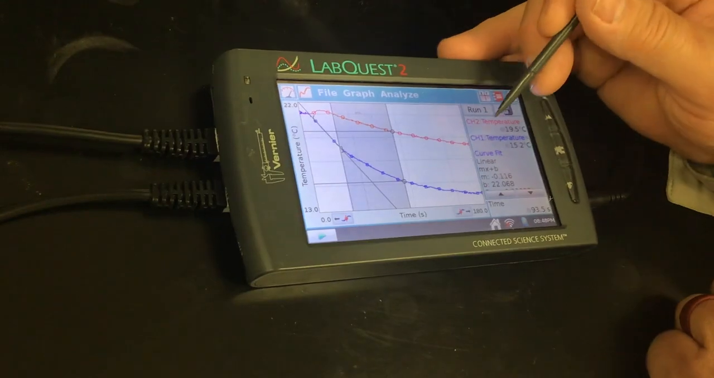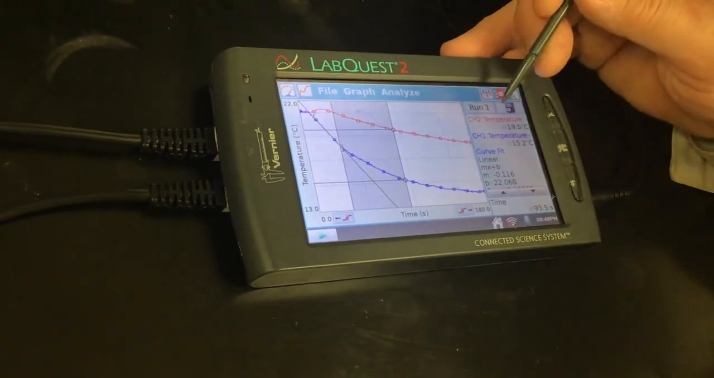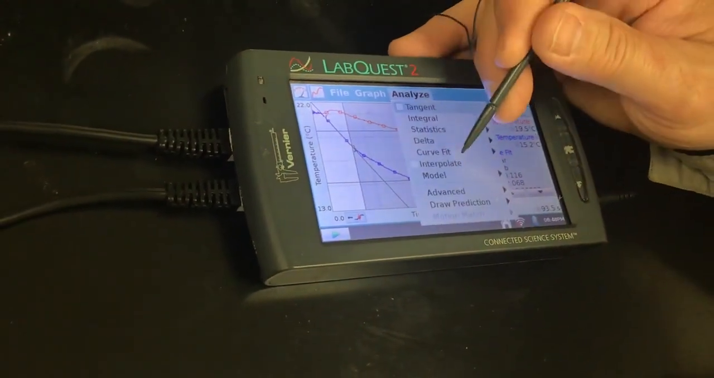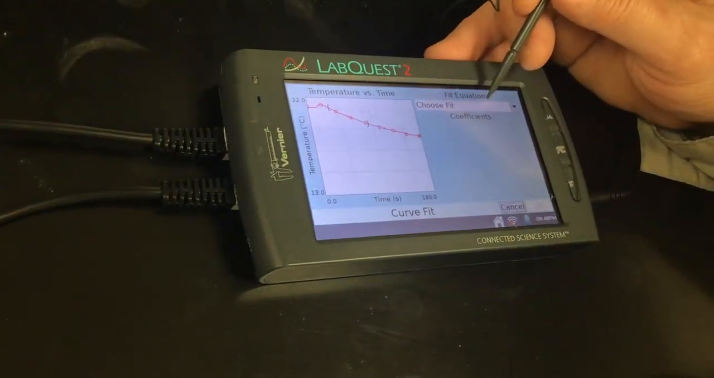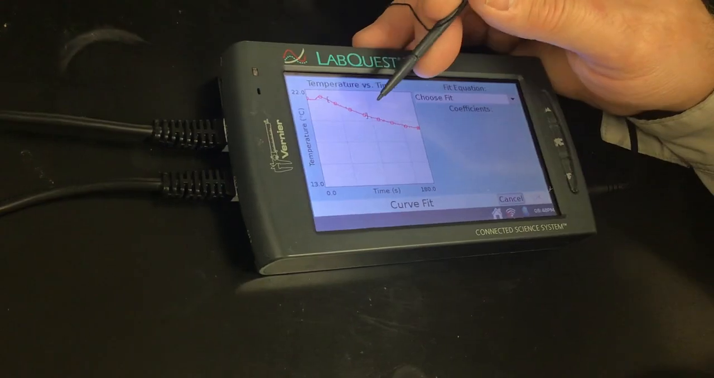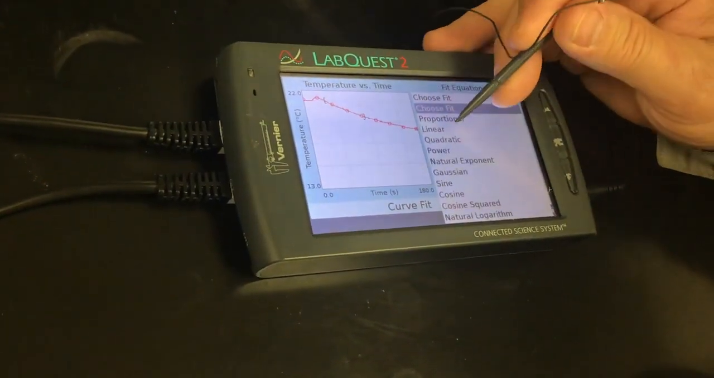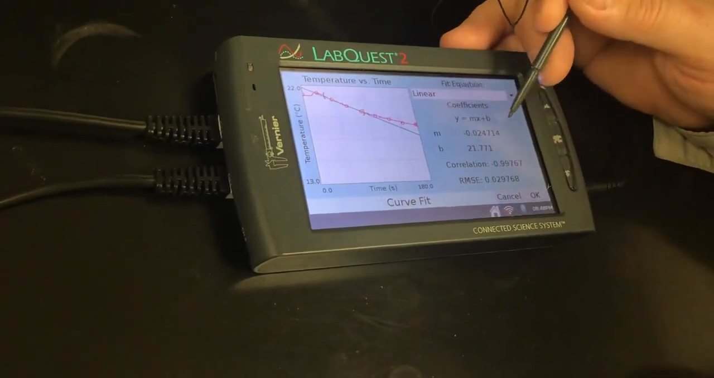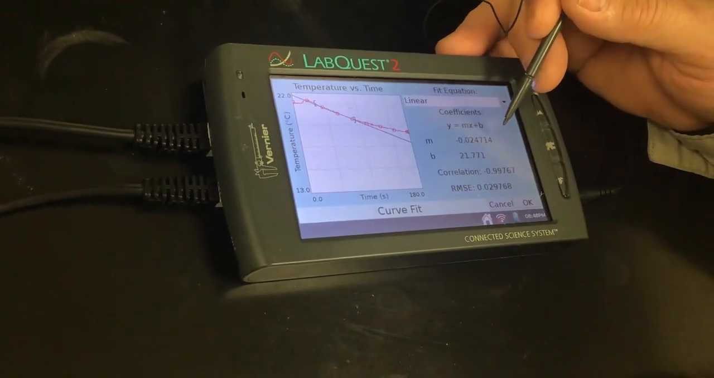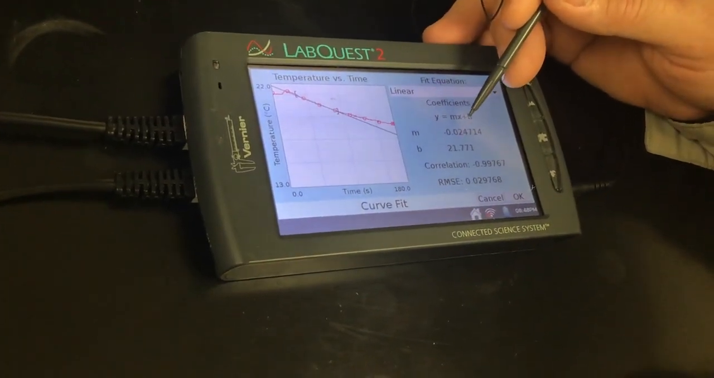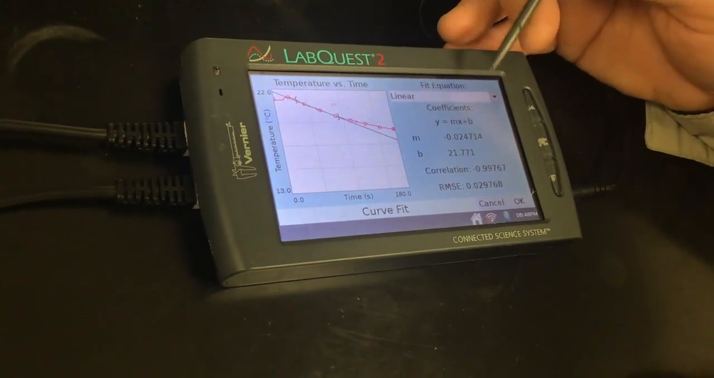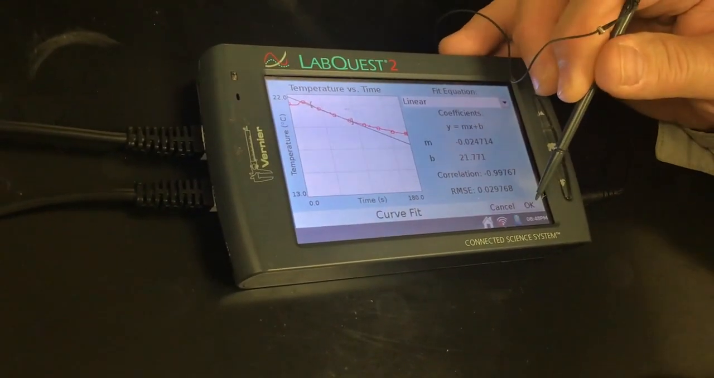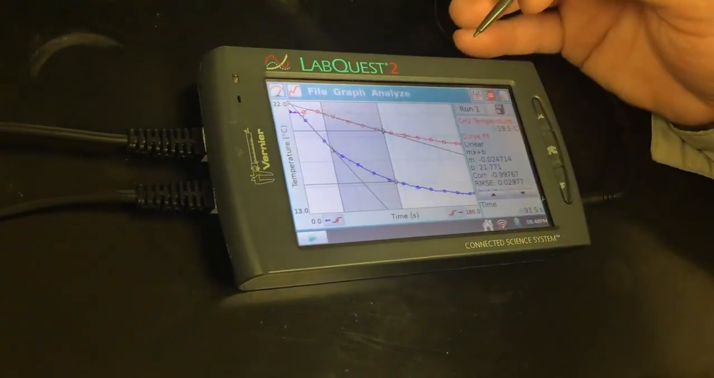So we'll look at the water there, and let's go back to analyze, do our curve fit. We'll look at the water change, just selecting that region there that I determined was quite linear. And so here is the slope of our line for the water. It's negative 0.024714. Go ahead and include all the digits, that's fine. And that'll take care of our slopes for both of those lines.